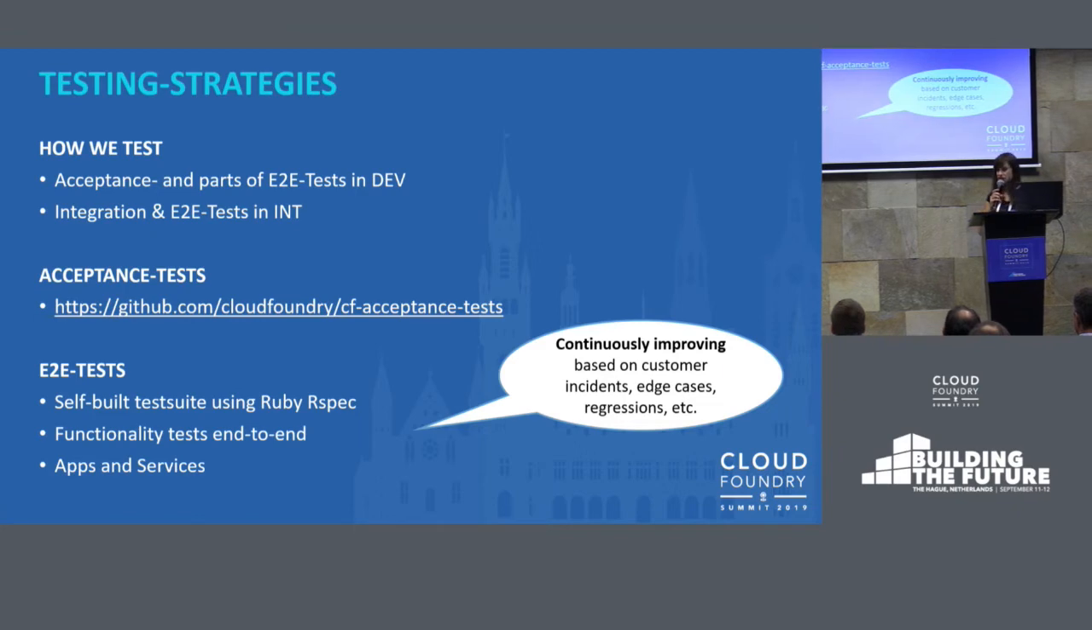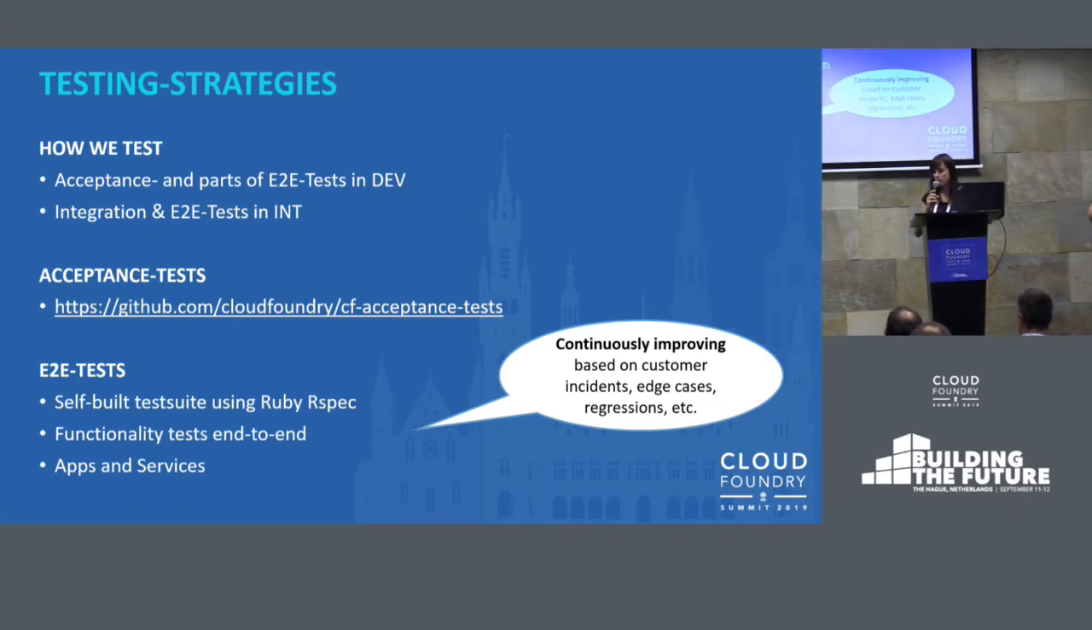As we continuously integrate the latest upstream components, it's really necessary to have some reliable tests in place. And what we do in dev environments, we focus on unit and integration tests. Part of the end-to-end tests also take place there, but the main focus in the dev environment really relies on the CF acceptance tests. Once we're in the int, we execute the integration and the end-to-end tests for sure.